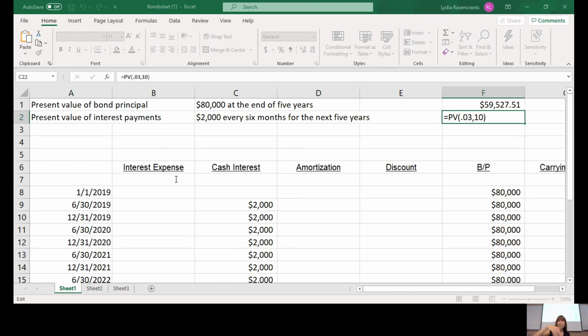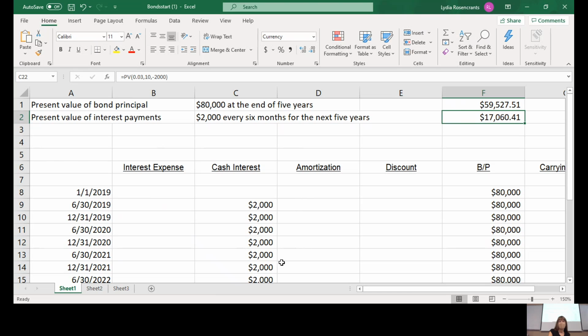This time we use the payment key, the PMT, because it's an annuity. You're going to receive the $2,000 every 6 months for the next 5 years. So we're going to put in a negative 2,000. And again, if you forget the negative sign, you're still going to get the same answer. You just have to go back and put it in.